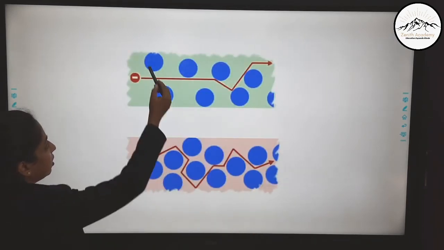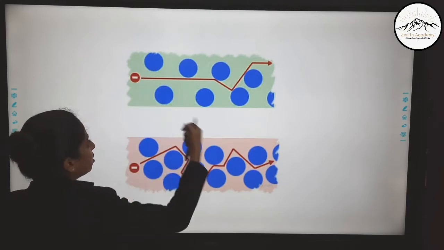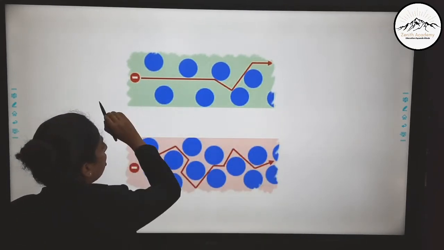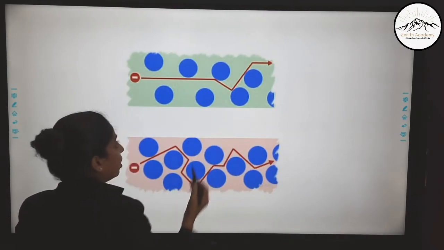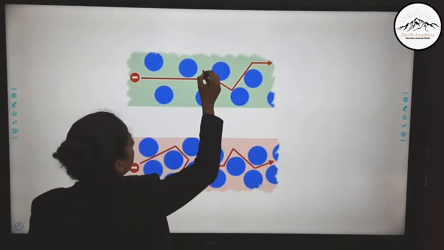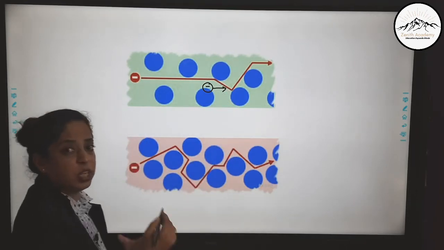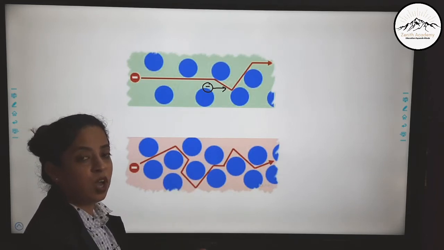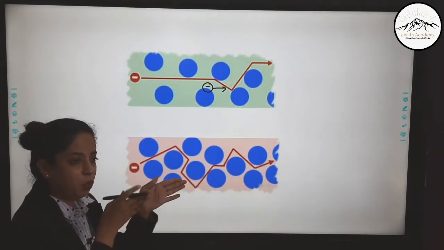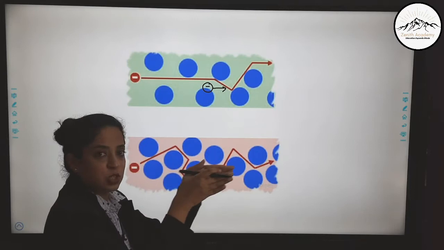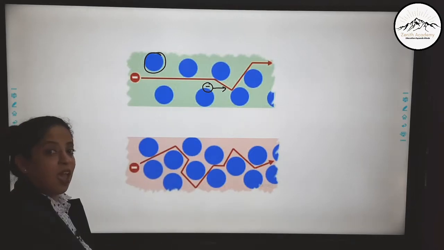Here you can see there are these metal ions which are stationary. When electrons are pulled towards the positive side here, they do not move straight. They collide with these stationary metal ions. They also collide with other electrons that are traveling. So they keep on colliding. This collision leads to the slowing down of the movement of electrons. Since they do not move smoothly, they keep on colliding, they keep on jumping, and then they slowly reach that side. So that is the reason: the presence of stationary metal ions and the collisions.